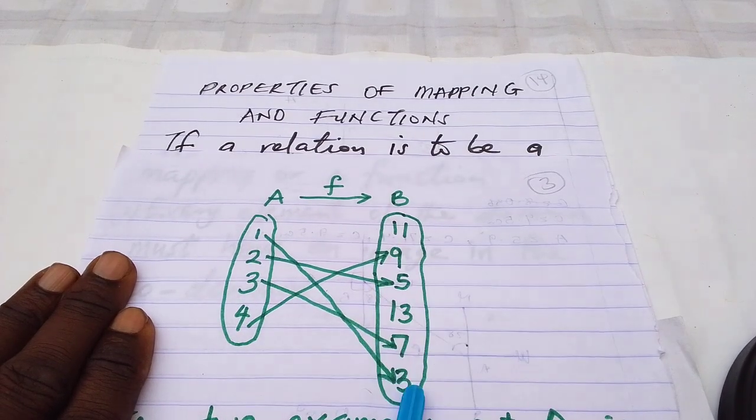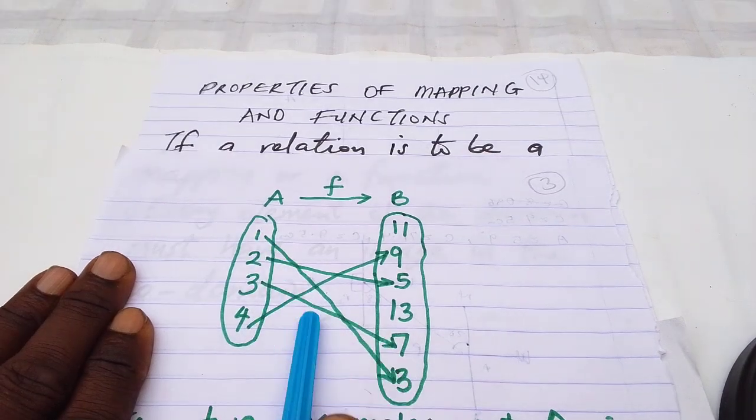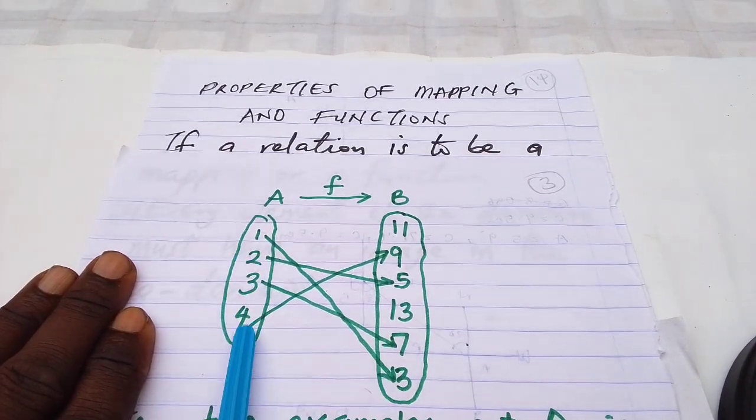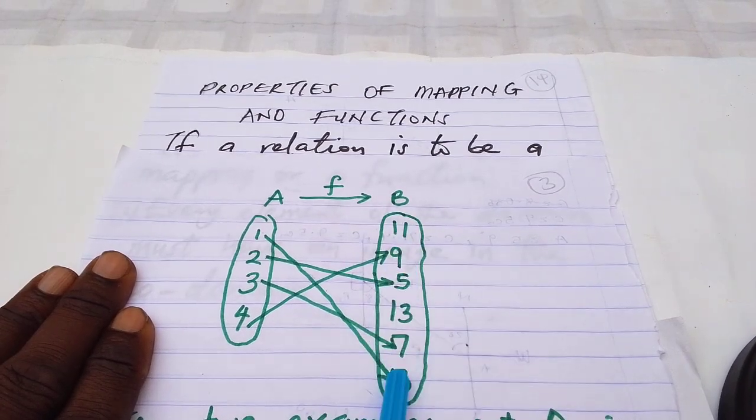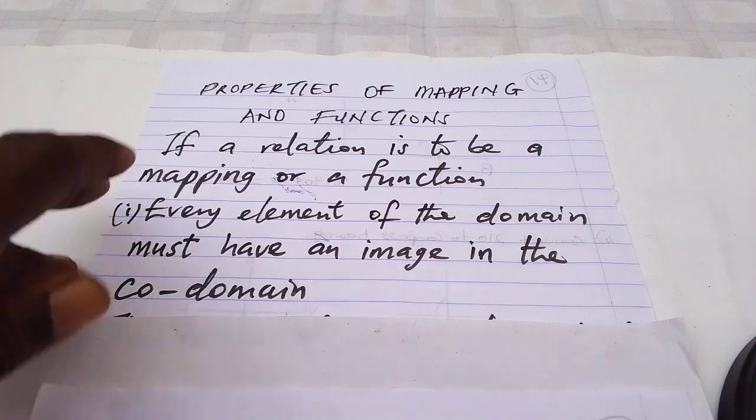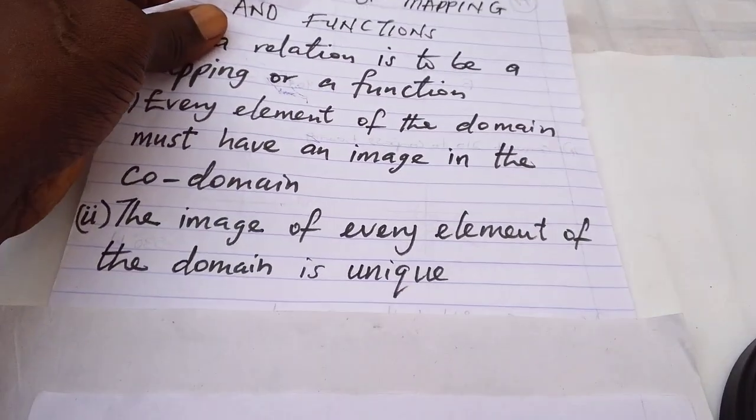Looking at this example here, you realize that every element in this domain has an image in the codomain. So this is one of the qualities: every element in this domain will be used up in the codomain. That means each will have an image element in the codomain.